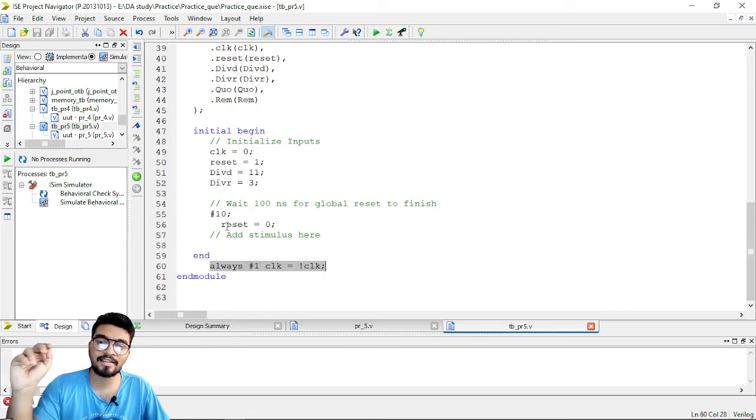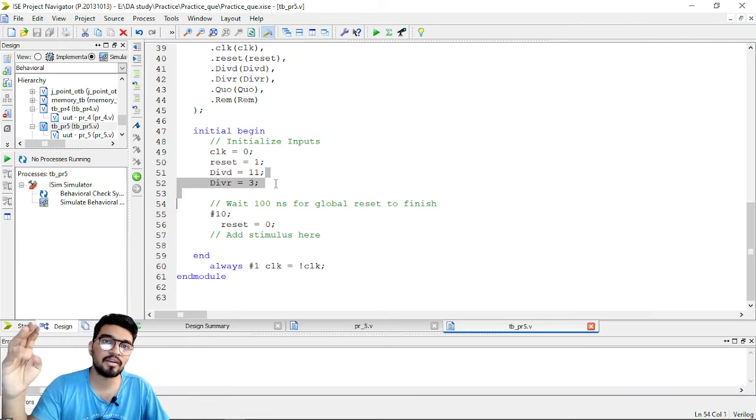The reset becomes 0 after 10 nanosecond. So for the first 10 nanosecond of this system, we will not have output. After 10 nanosecond only we will generate the output. The dividend is taken as 11 and divisor is taken as 3. So the quotient is 3 and remainder is 2. These are the two outputs present in the system.